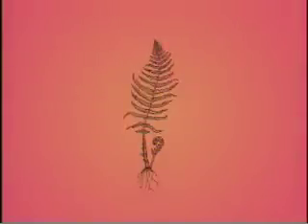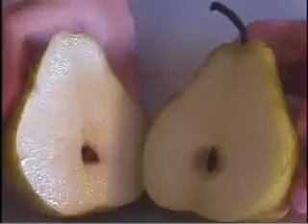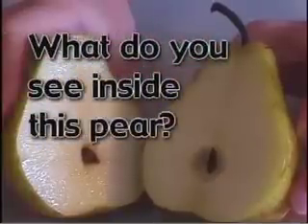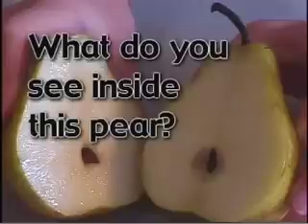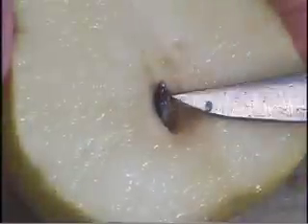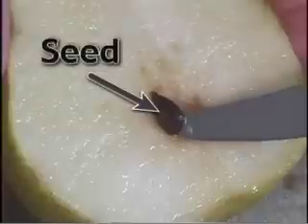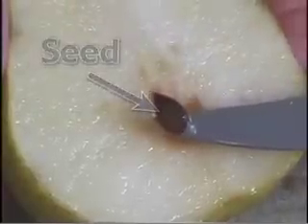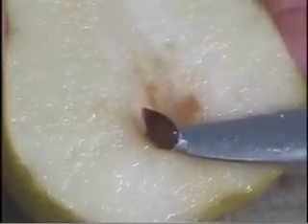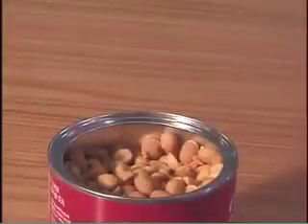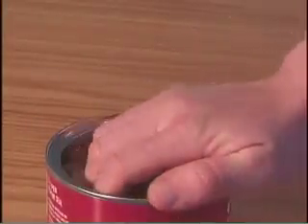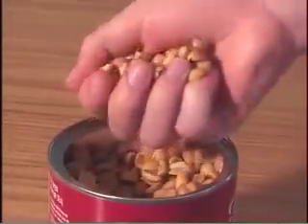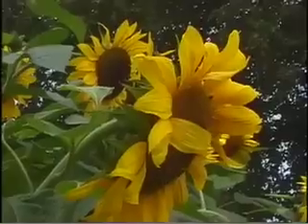You observe. What do you see inside this pear? You can see dark-colored small objects. These are pear seeds, and they're surrounded by the fruit of the pear, which we eat. While pear seeds are not edible, many people love to eat seeds such as peanuts and sunflower seeds.